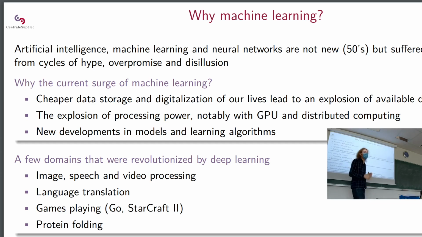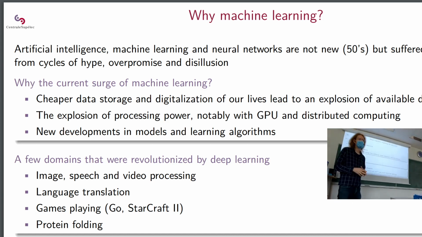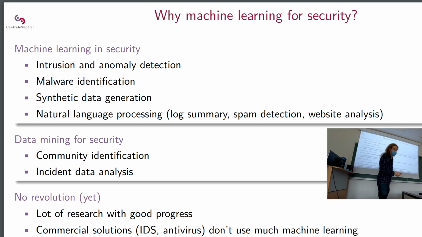So why can machine learning be useful for security? It can be applied to several tasks, several domains of security: intrusion and anomaly detection, malware identification, synthetic data generation, and also natural language processing, if you want a summary of system logs, to detect spam, to analyze websites, and so on. You can also use machine learning for data mining for security, to identify communities, or for analyzing incident data.